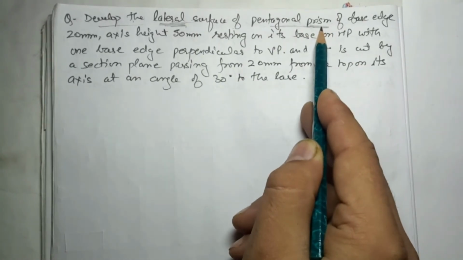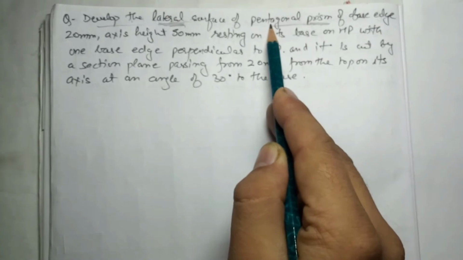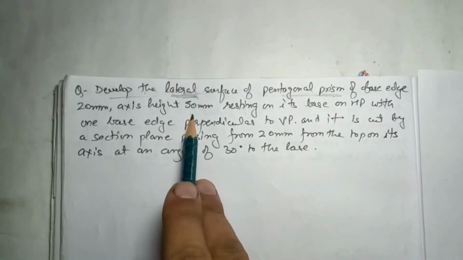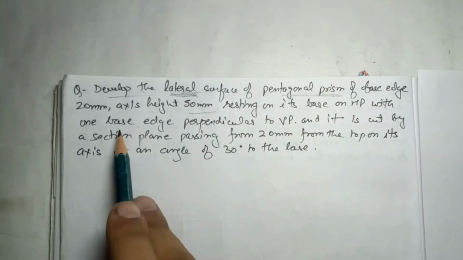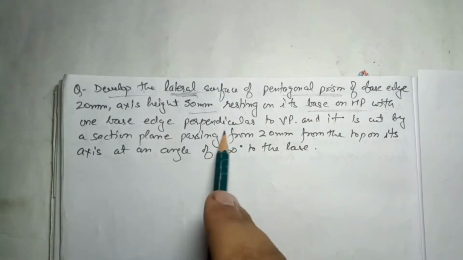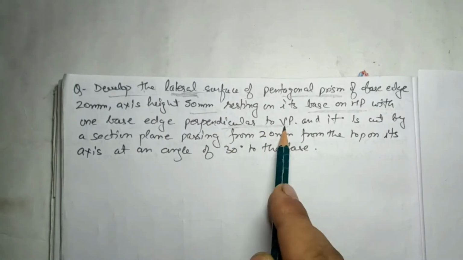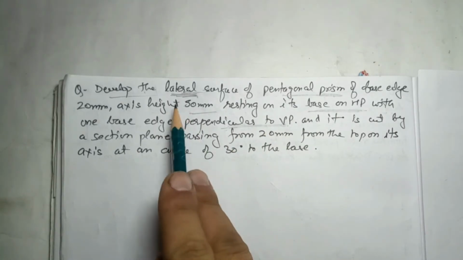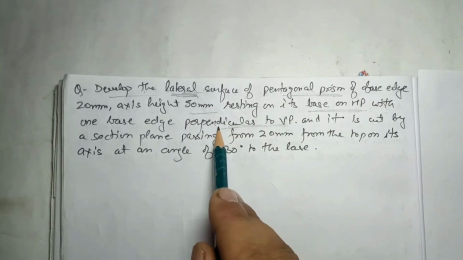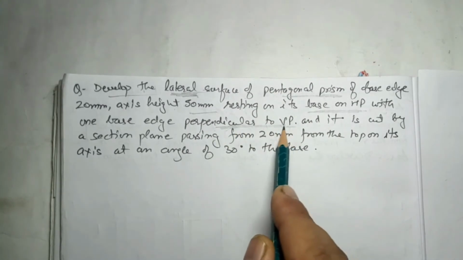So prism means parallel method. Pentagonal, 5 sides, with base edge 20 mm and axis height 50 mm. Resting on its base on HP means no gap from XY, with one base edge perpendicular to VP. In the previous question of the same pentagonal prism, I solved one in which one base edge was parallel. So here one base edge is perpendicular to VP.